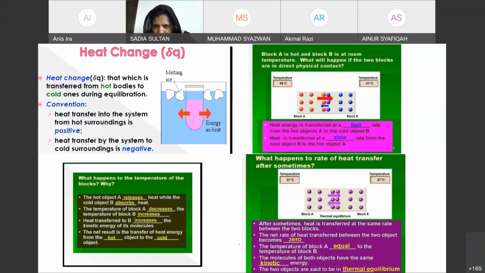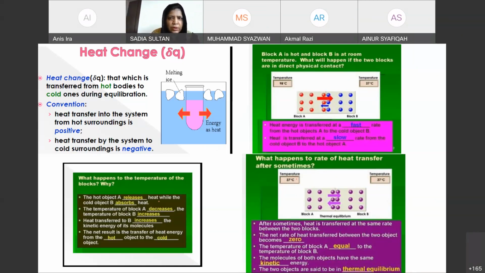After some time, heat is transferred at the same rate. So what happened? After some time, the rate becomes the same. The net rate of heat transfer between the two becomes zero, and once it reaches equilibrium at the same temperature, there will be no transfer of heat. The temperature of block A and block B becomes equal. Both objects have the same energy after some time, because they have the same flow of heat. Right. Okay.